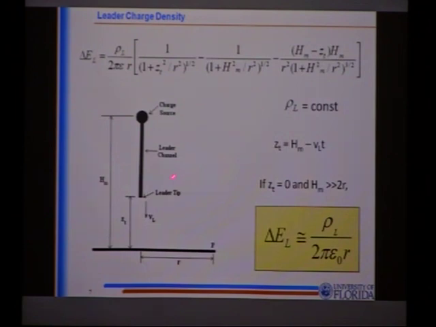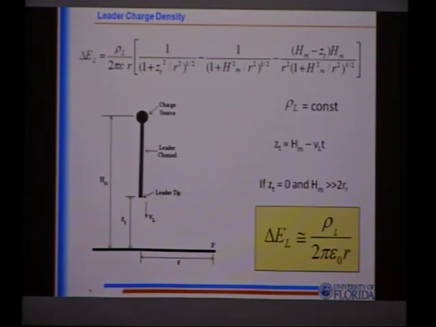For the case of Z_T equals 0, that means the tip of the leader is at the ground surface, a fully developed leader channel, and distances are, as shown here, much smaller than the length of the channel. This is the exact condition that needs to be satisfied. This long equation reduces to this very simple relationship between vertical electric field change, charge density, and horizontal distance between the lightning channel and the observation point.